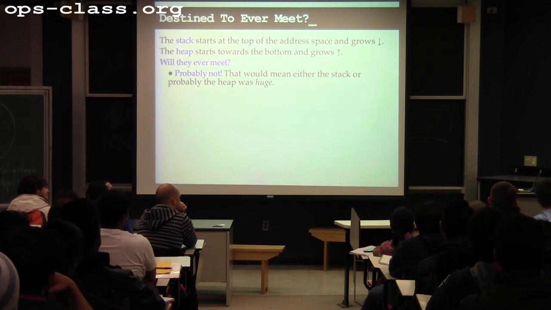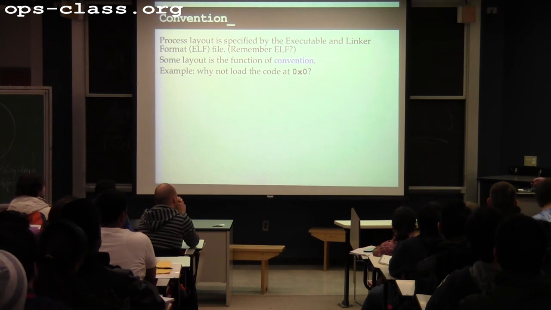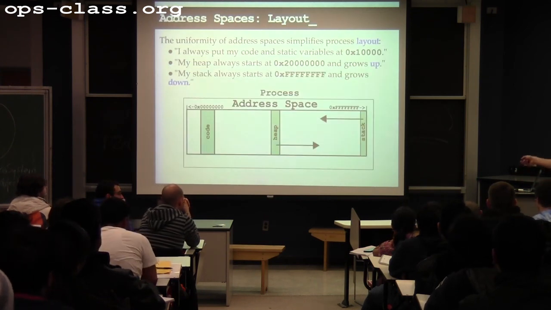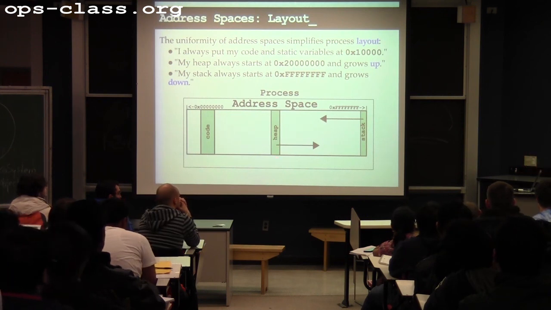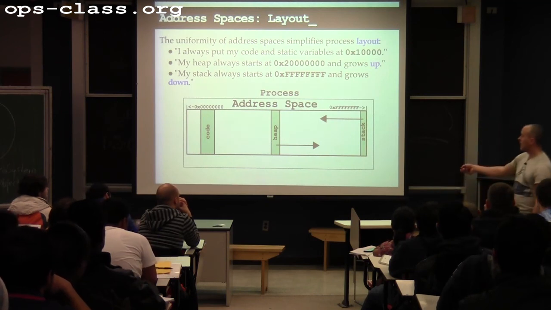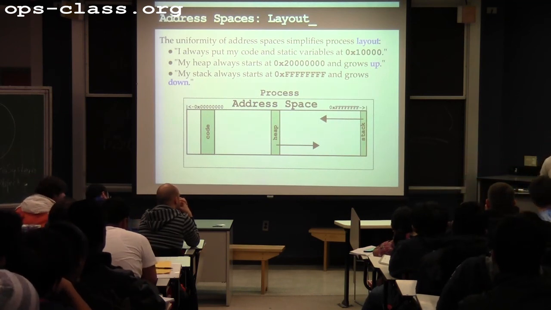Global variables. Where is data? So, to first approximation, everything within this diagram, this is dynamically allocated by malloc, and this is implicitly dynamically allocated by your code as it makes function calls and allocates local variables. Where are your global variables?